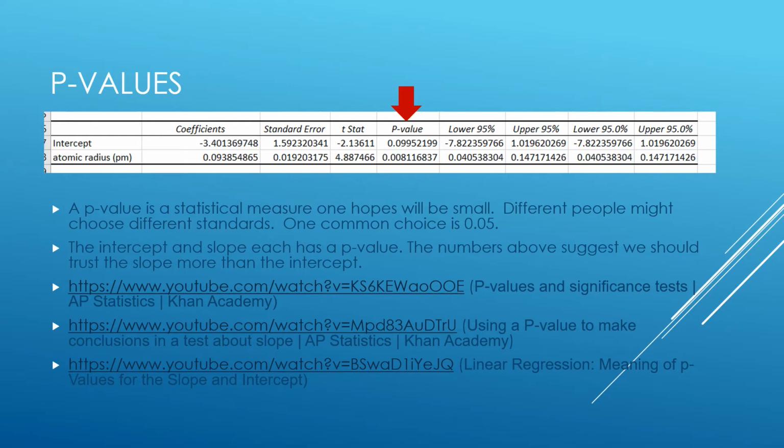The main thing you should know about the p-value is that you want it to be small. How small? Well, different people will have different standards, but a common one is 5% or 0.05. The p-value is tied up with what's called a hypothesis and a null hypothesis.